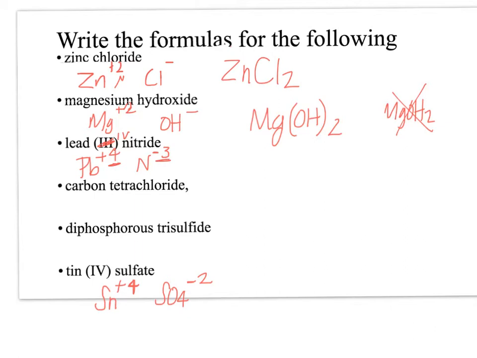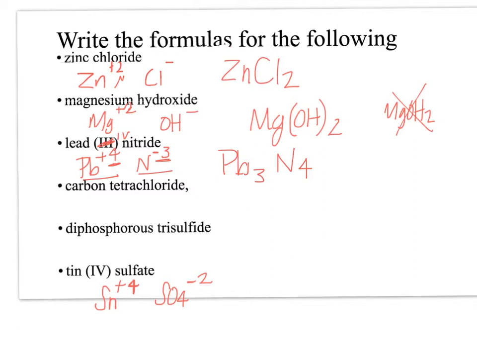So we can do one of two things. We can say I've got a multiple of 4 and 3, which is 12. So in order to make lead be 12, I want to use 3 of them. So I would say Pb4. Just kidding. Erase that. That would be Pb3 to make that be a charge of 12. And then in order to make nitrogen be a charge of 12, I want to use 4 of those. And so that would be Pb3N4 as my final one.